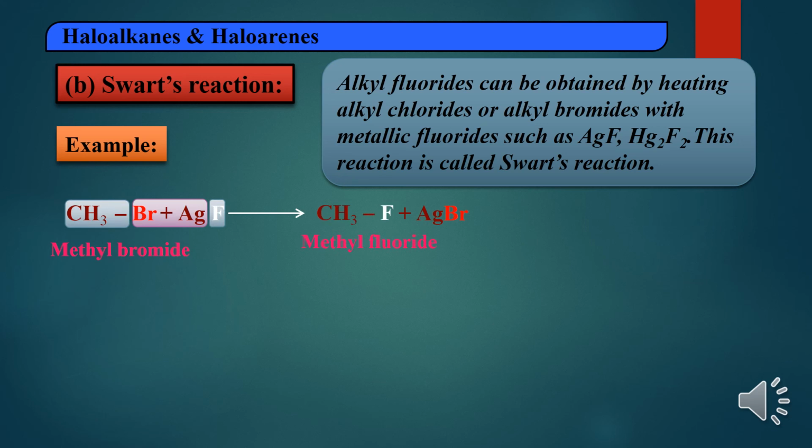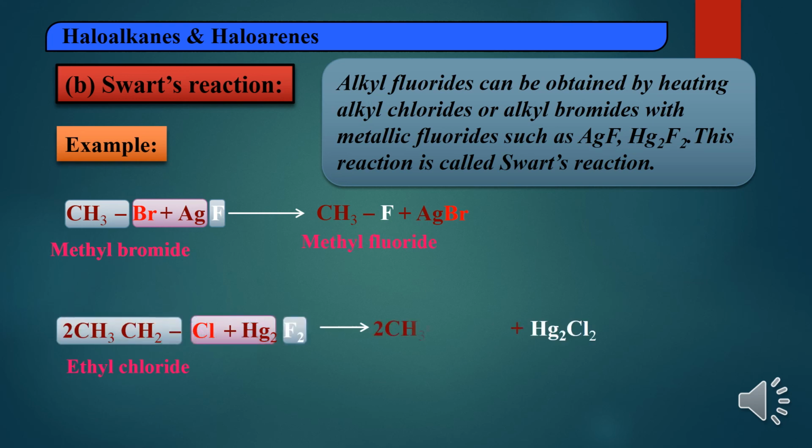Just halogen exchange is taking place here. Methyl bromide and silver fluoride: the bromine goes to the other side and fluorine goes with the methyl group. The next one, chloroethane is treated with mercury fluoride. The product is fluoroethane, and mercury chloride is the byproduct. Again just halogen exchange: chlorine goes this side and fluorine moves to that side, just exchanging the halogens between both reactants. So this is nothing but the Swarts reaction.